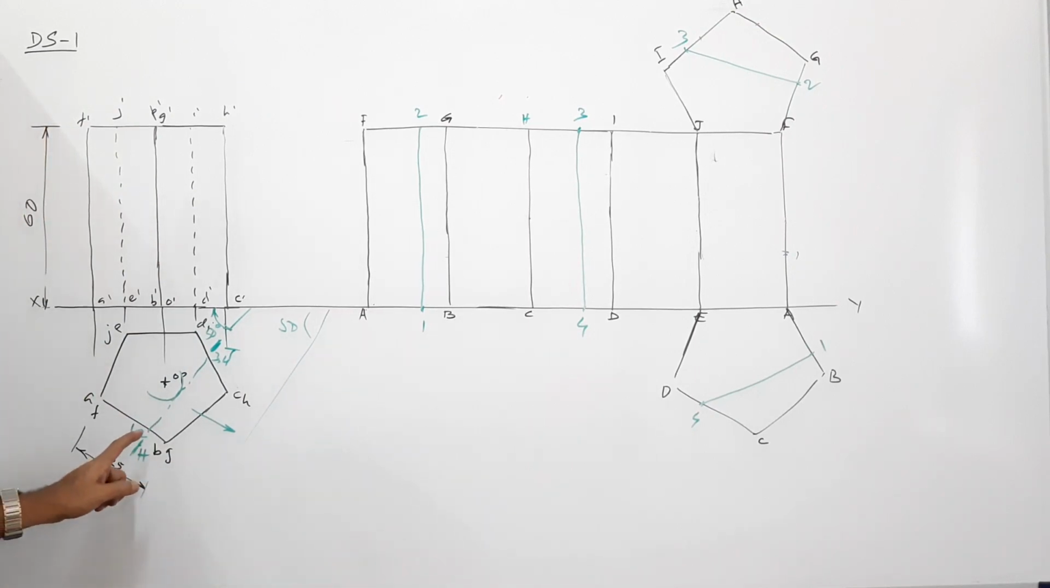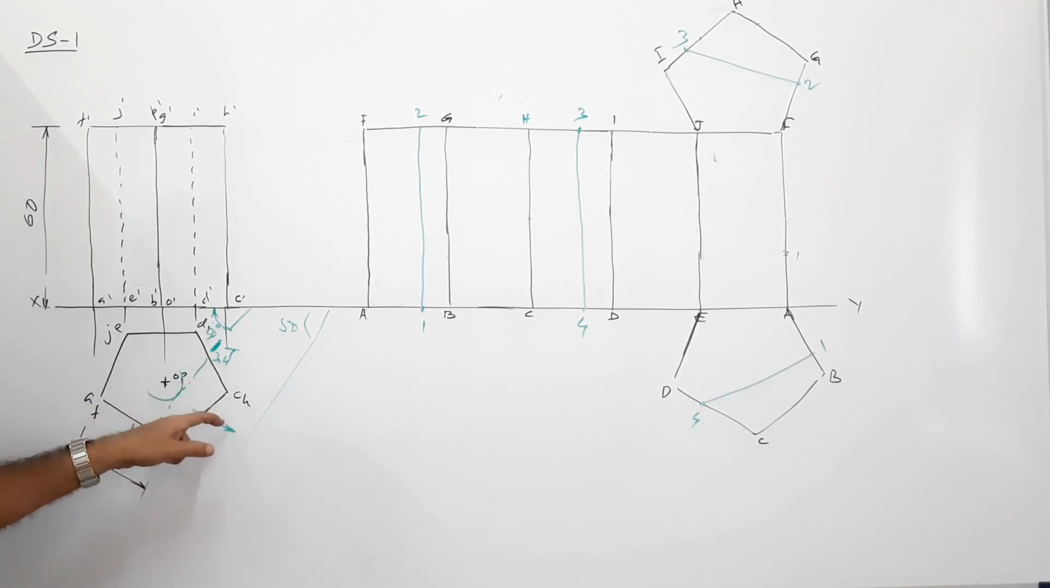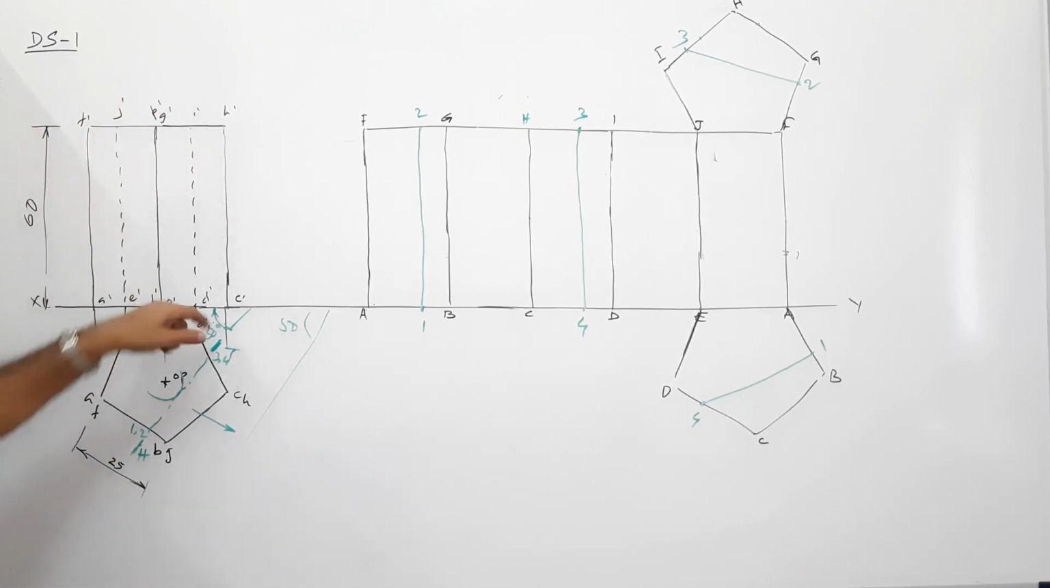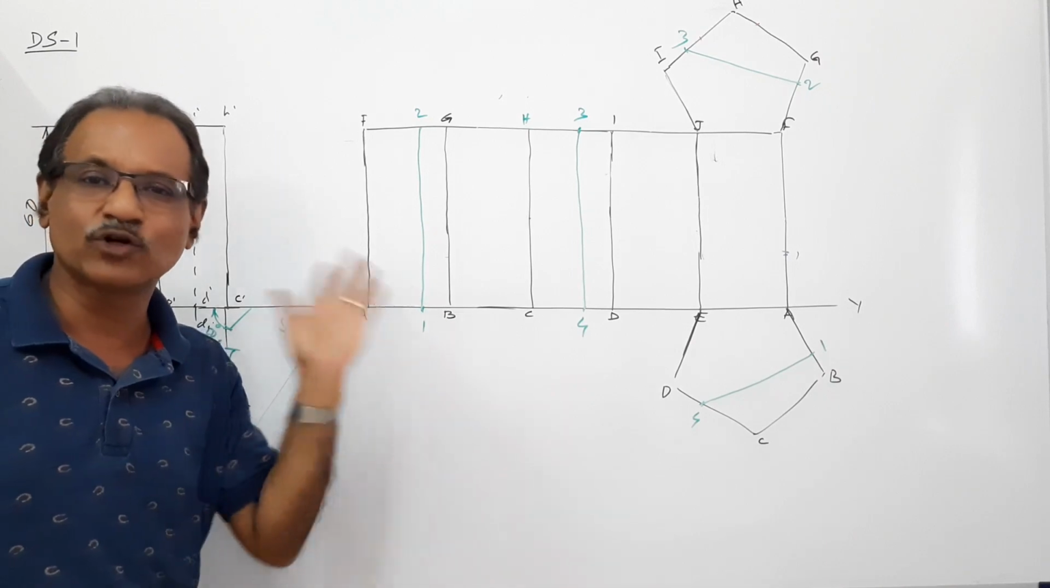Where does it cut? Cut the base at AB at 1, then above that at 2, here above 3, bottom 4. If you project them to the elevation, you will get 1 dash, 2 dash, 3 dash, 4 dash. That is the sectional view part. I am not drawing that.